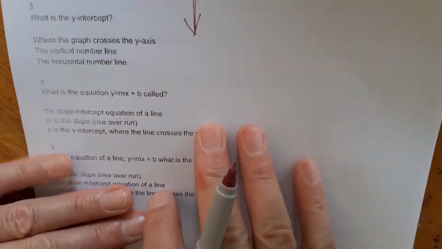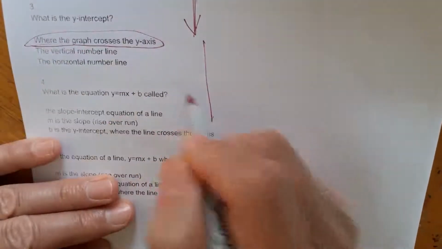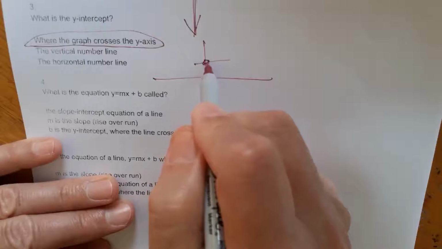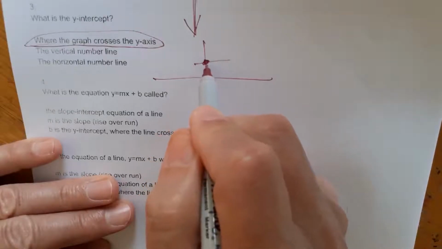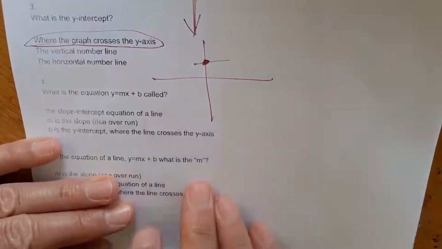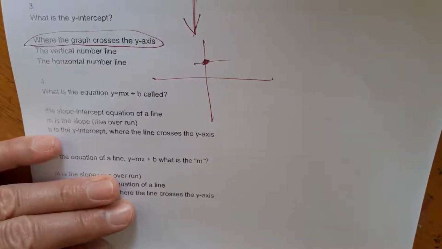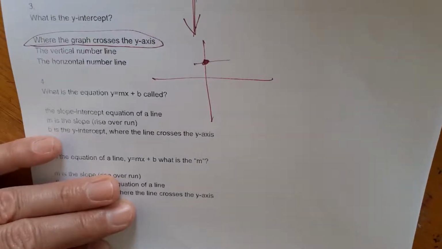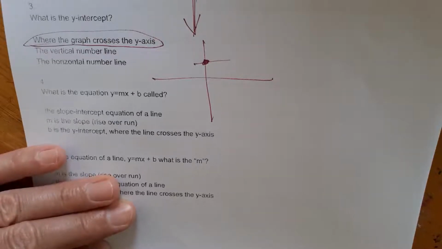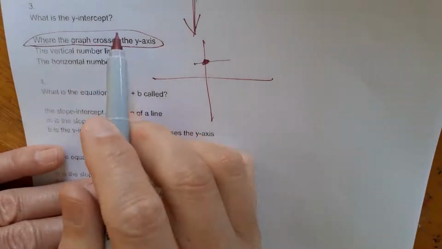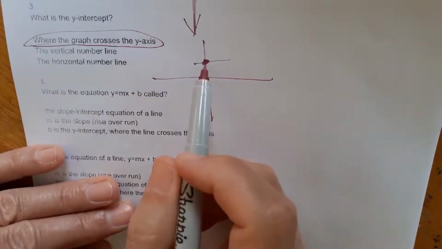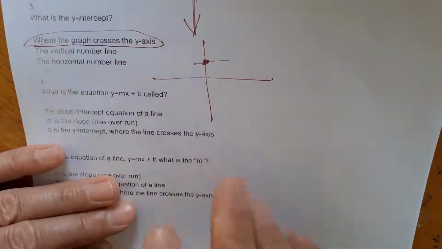Okay. What is the y-intercept? It's where the graph crosses the y-axis. So on this thing, where does the graph cross the y-axis? Right there. That would be the y-intercept. Intercept means to cross. And I think of football where an interception is where the path of the ball and the path of the opposition player cross. Right? That's what an interception is to me. And that's where y-intercept allows my brain to remember. That's where the graph crosses the y-axis.